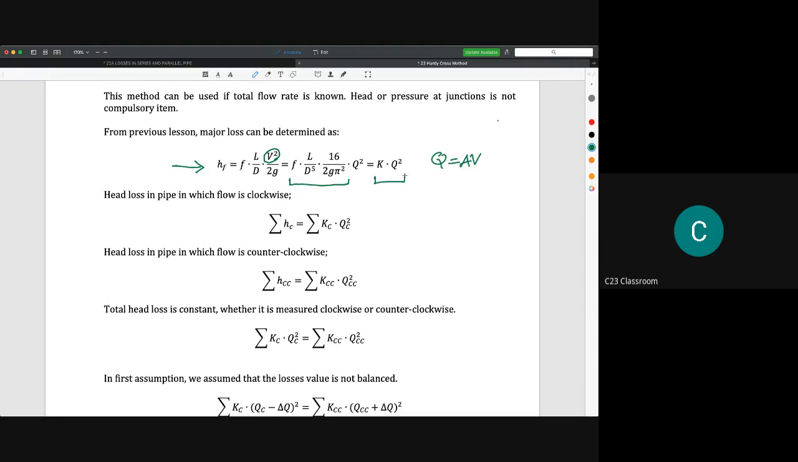So the idea of the Hardy-Cross method is, if we calculate the losses, whether it is clockwise or counterclockwise, the value must be equal. Okay, so we develop the equation for clockwise, and it will become like this, and the equation for counterclockwise is like this one. So we assume that the losses for clockwise must be equal to the losses for counterclockwise.